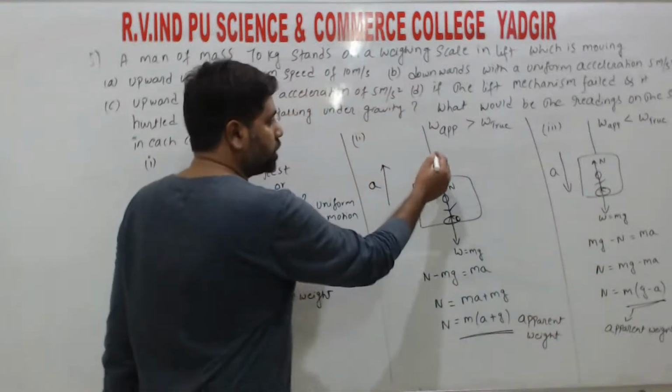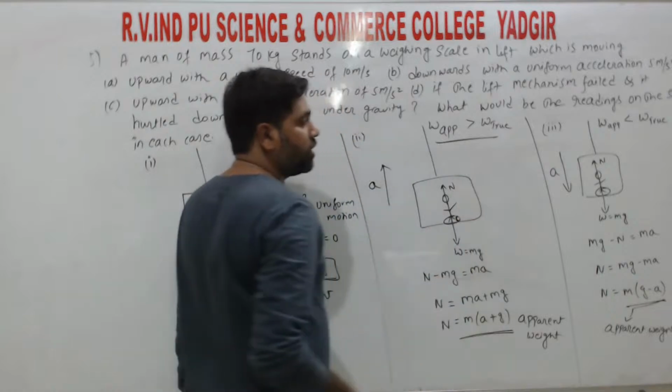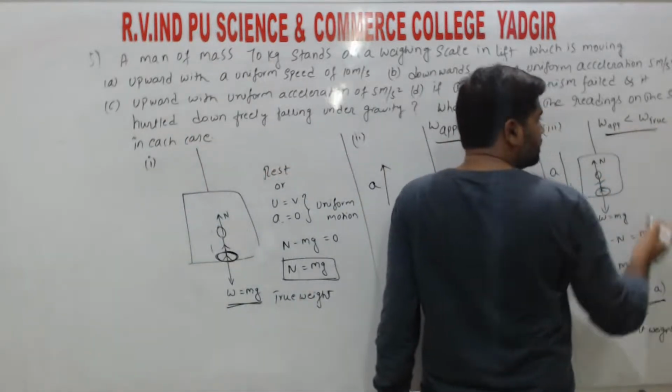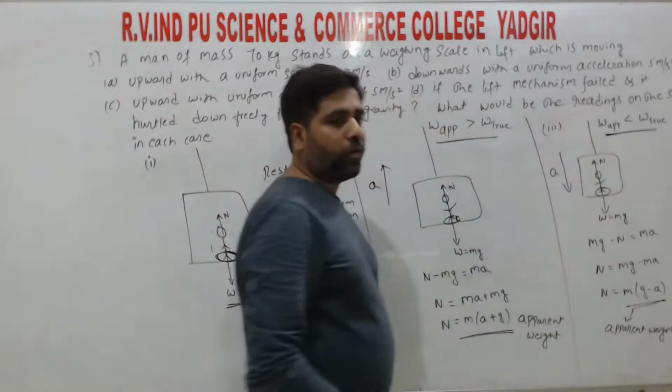So in upward motion, the apparent weight is greater than the true weight, and the apparent weight is less than the true weight when the lift is moving downward.